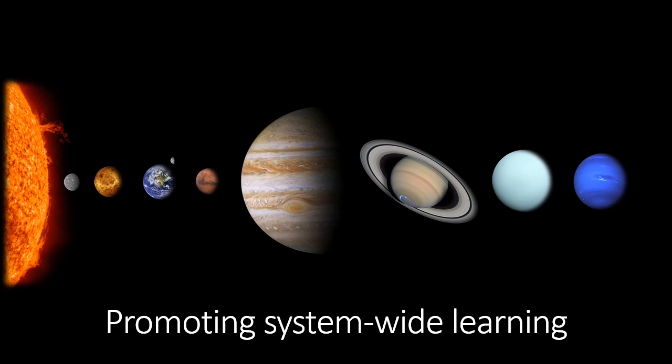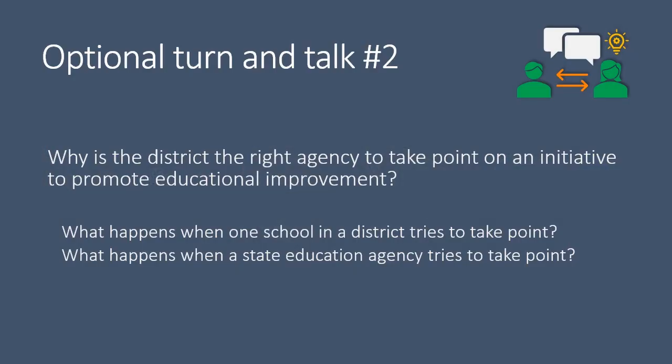System-wide learning is almost synonymous with improvement. If we aren't learning, we're stagnating, and if we're stagnating, we can't possibly be improving. Perhaps stop the video again, this time to think together about the critical role that school districts play in the educational improvement process. The questions on the screen may help you think about the relevant issues.